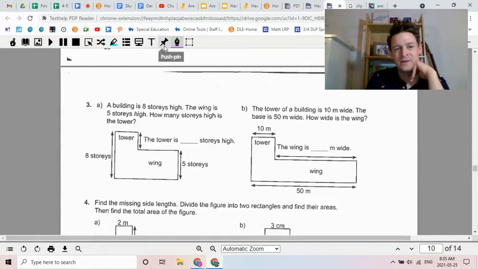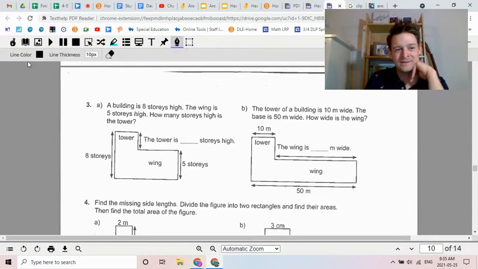And for me, the way the question's worded, it makes sense that the tower is 8 stories high because it says it's 8 stories high. But when I look at the diagram, I think it's actually asking us to figure out this distance here. So how much higher is the tower than the wing? So if the whole building is 8 stories high and the wing is only 5 stories high, what would we have to add to the 5 to get to 8? So what would be this distance?